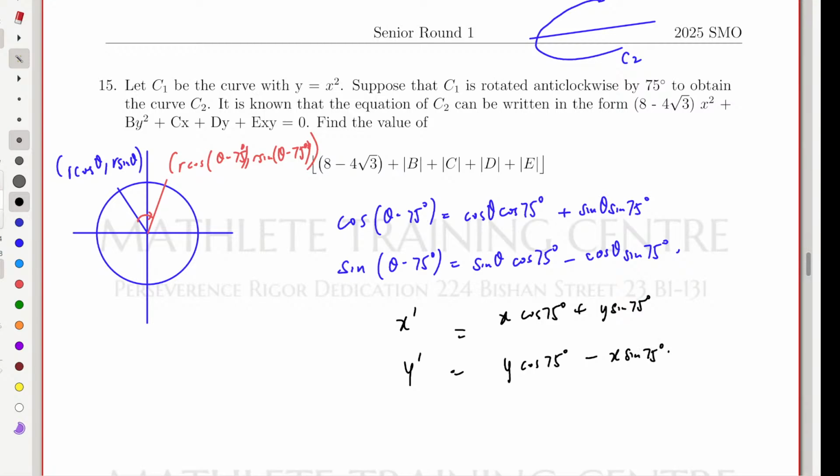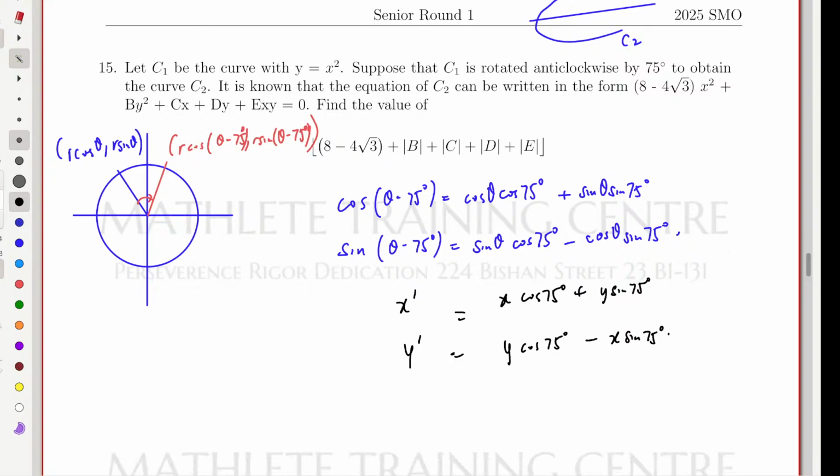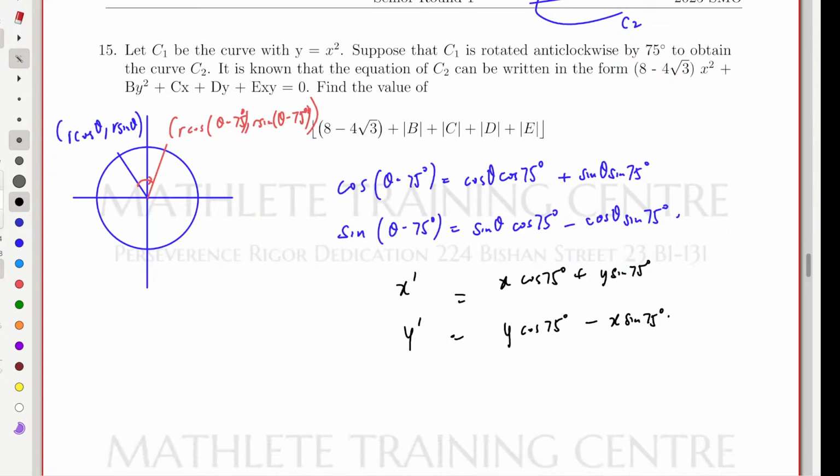Okay, so it looks pretty ugly. But now, how to convert y equals x squared into your new equation? Does your new equation satisfy y prime equals x prime squared? Yes or no? The answer is no, right? Because the new curve is not the curve y equals x squared anymore. It is the old curve that still satisfies this.